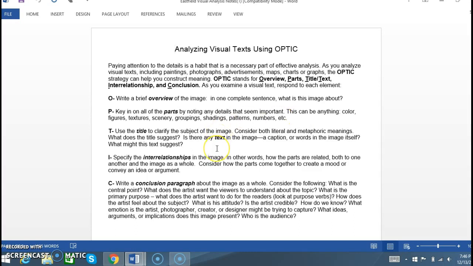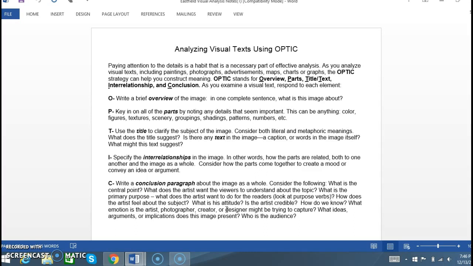The T stands for title. If your image happens to have a title, I would consider the title. What does it mean? What does it suggest about the image? Does it offer any insight into the subject? I is interrelationships, and that is how everything connects together. How do the parts come together to create mood? C is a conclusion. It is where you would analyze the image as a whole.